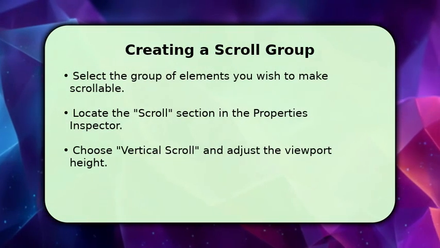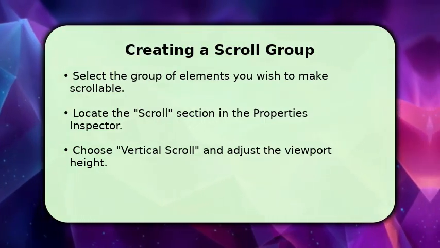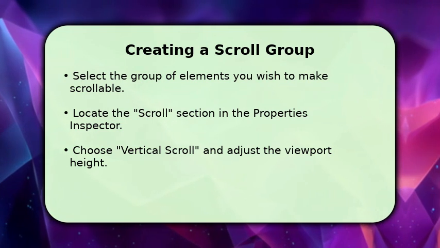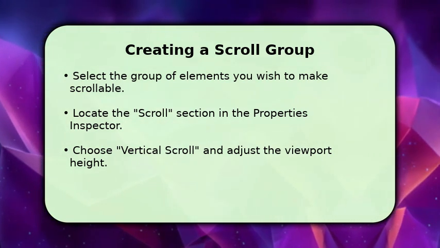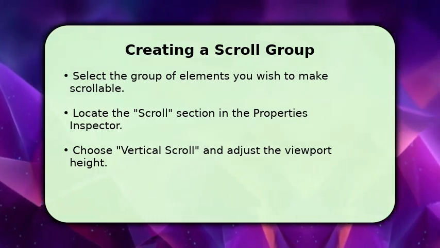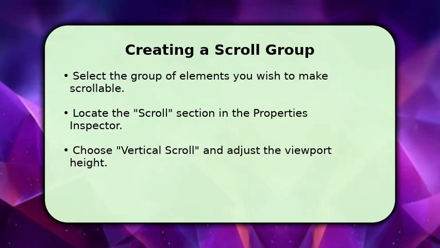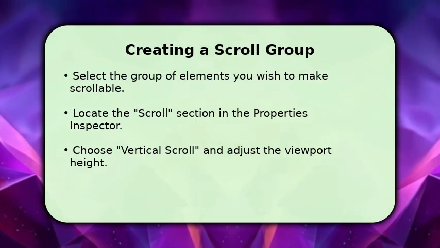Once your content is grouped, select that group. Look to the Properties inspector on the right side of your screen. You'll find a Scroll section. Click on the drop-down and select Vertical Scroll. A blue handle will appear, allowing you to define the scrollable viewport. Drag this handle to match the visible height of your artboard, typically around 800 pixels for a standard mobile view.